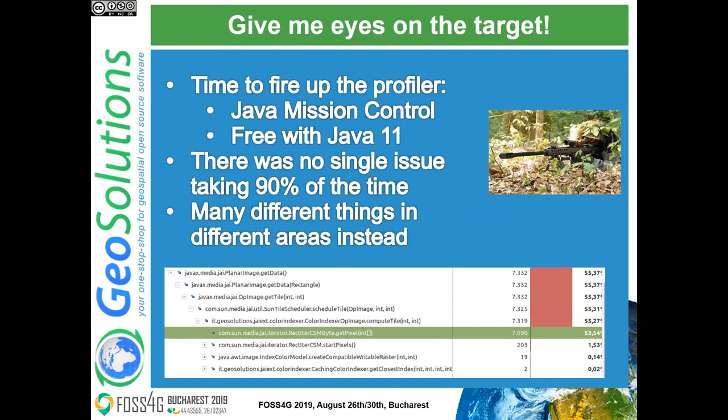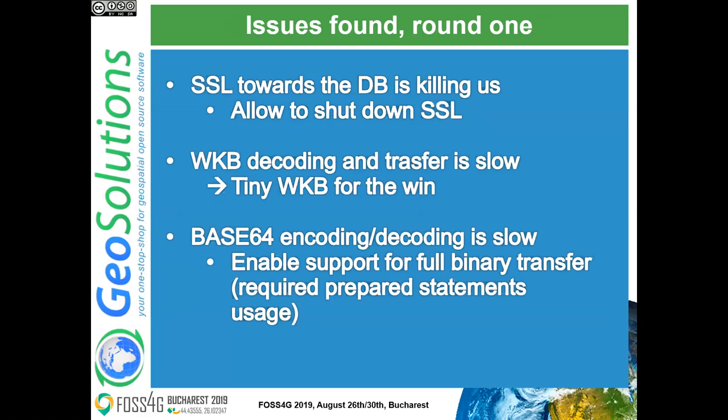So we started doing profiling sessions with the Java profiler, in particular Java Mission Control, to find out where the CPU was spent while rendering the data. And we found out that there was no big issue taking 90% of the time. It was spread out in various places. And attacking each one of them, we managed to get another significant speed up. In particular, we found that the communication to the database was slowed down a lot by SSL encryption. Nowadays, when a client talks to PostgreSQL, they default to setting up an SSL encrypted connection. SSL encryption and decryption takes a very significant toll on the communication.